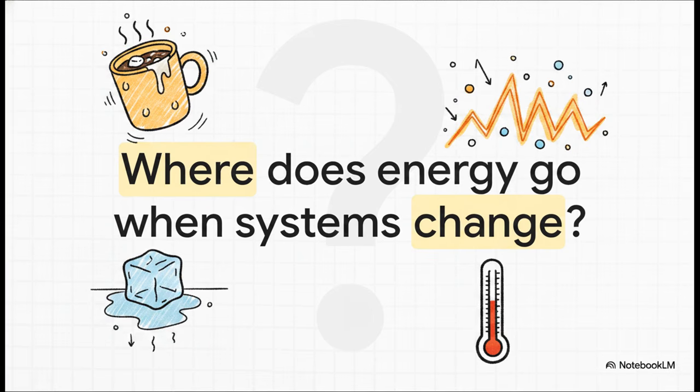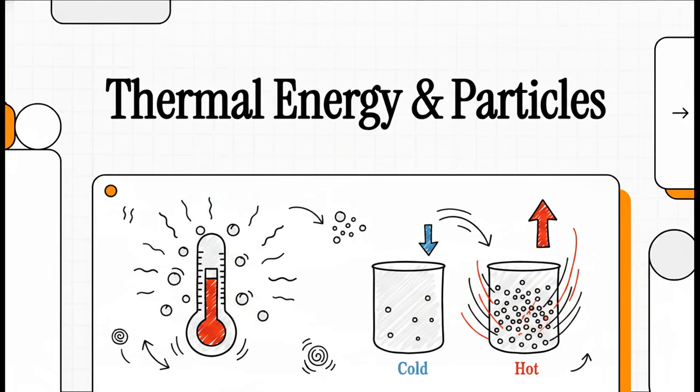And it begs the question, where exactly does that energy go when systems change? That is the big, essential puzzle we're tackling today. Welcome to this explainer. Today, we are diving deep into the fascinating world of thermal energy, temperature, and particle motion. If you've ever found yourself a little tripped up by the difference between heat and temperature, and honestly, almost everyone mixes them up at some point, you are in the exact right place. We're going to break this down and clear up those misconceptions once and for all.